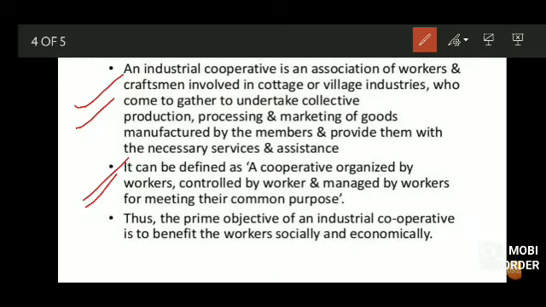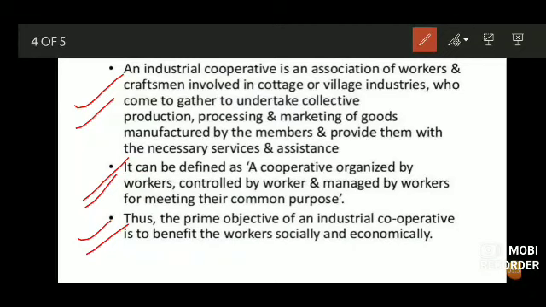And once the business grows and becomes stable, it starts earning more profits. Thus the prime objective of an industrial cooperative is to benefit the workers socially and economically.